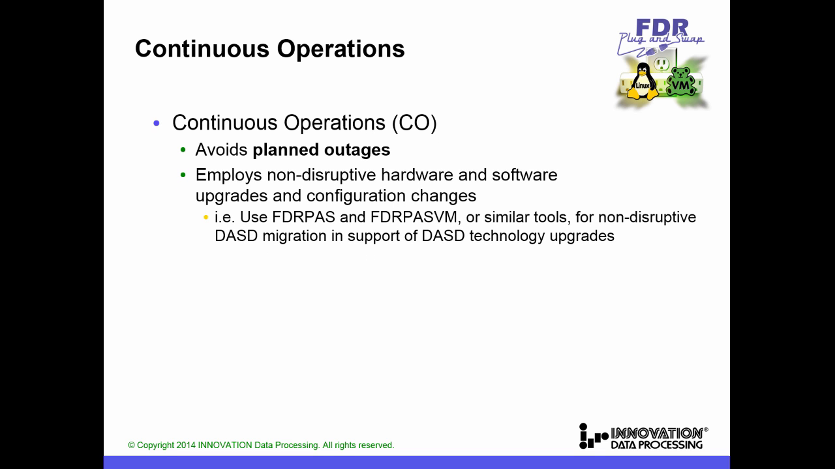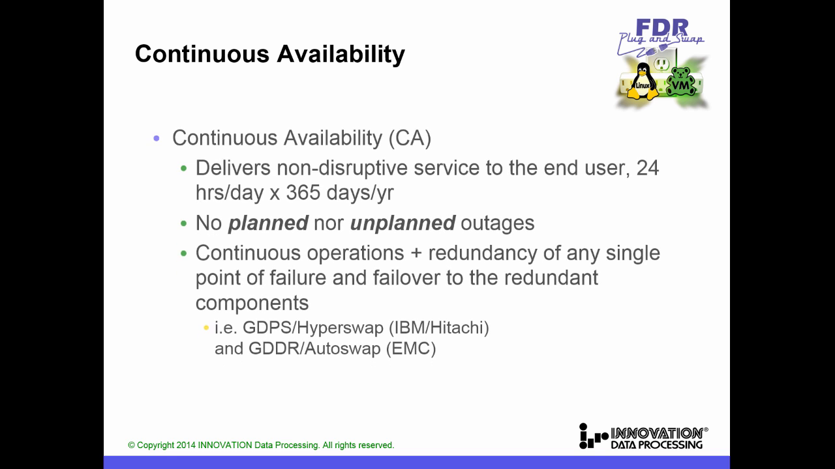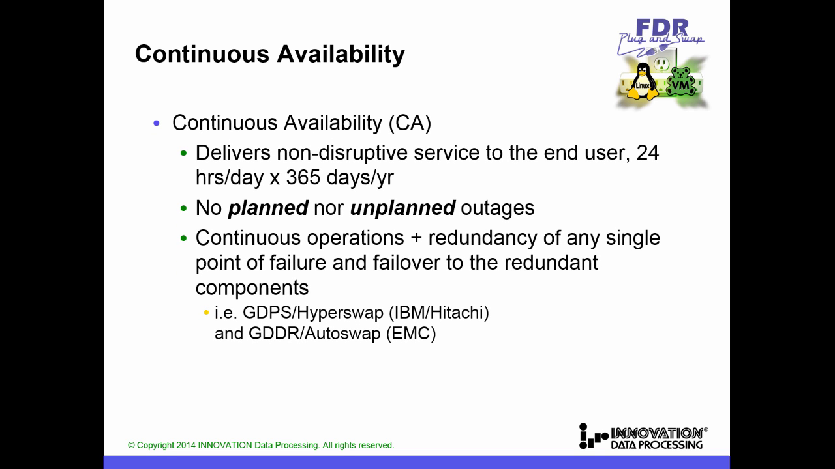Continuous operations avoids planned outages. It used to be fairly easy to get a window. How many shops are finding it harder to get windows to bring your z/VM systems and your many Linux guests down? Yes, I've definitely seen that as a trend. We want to work towards continuous availability, which has no planned or unplanned outages, an RPO and an RTO of 0.